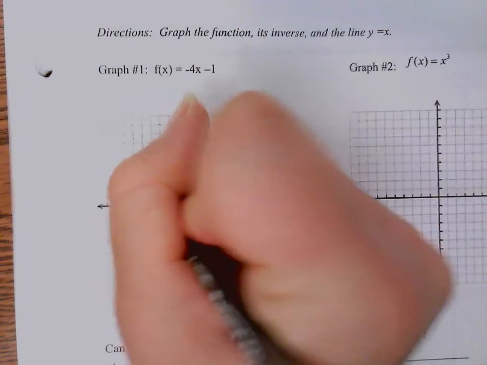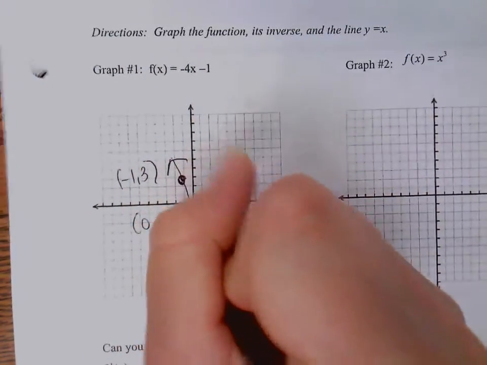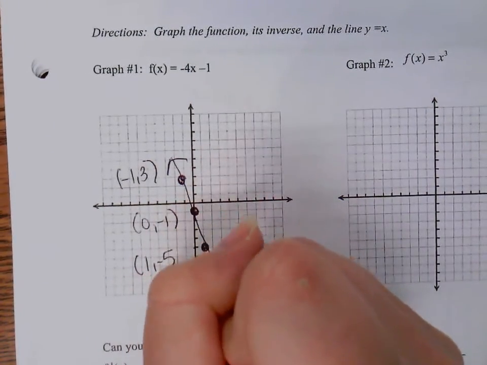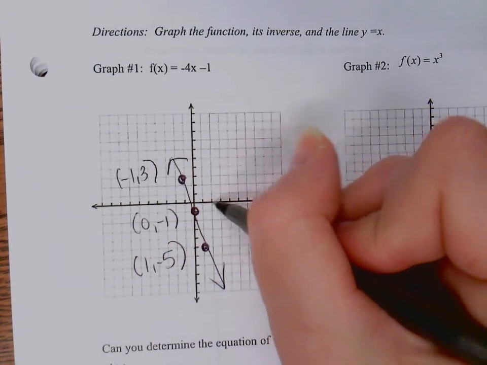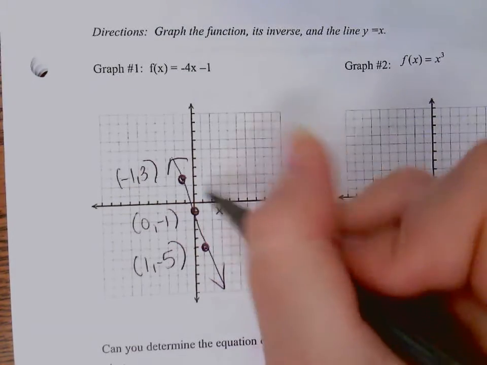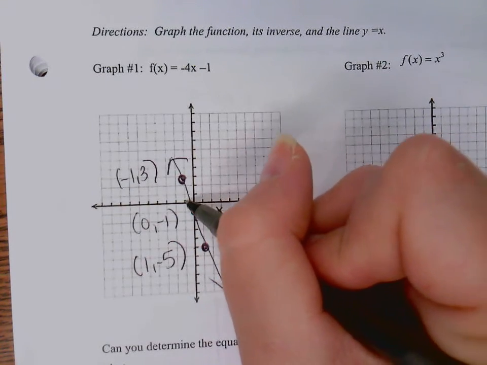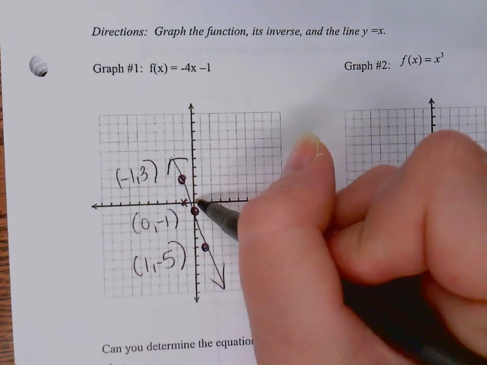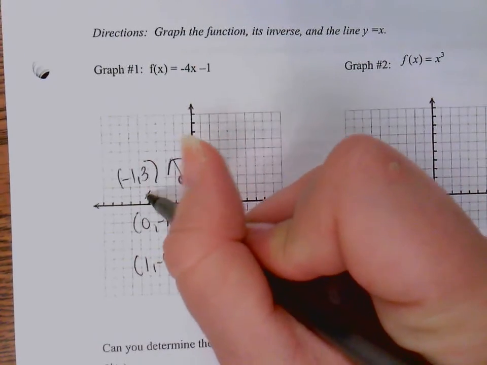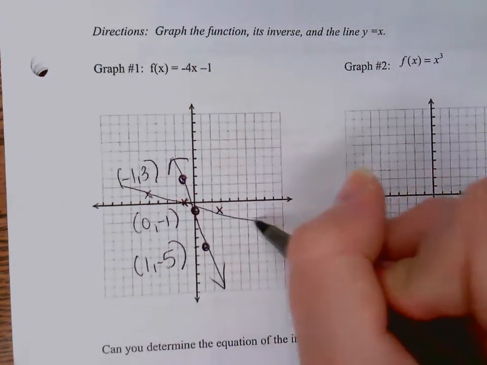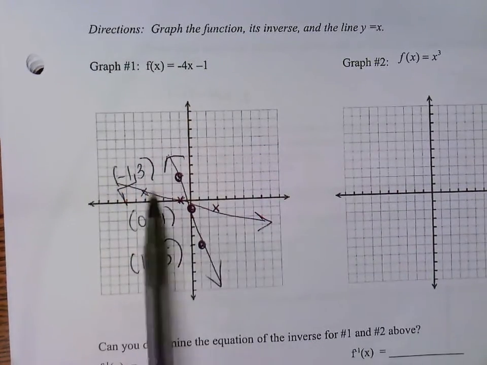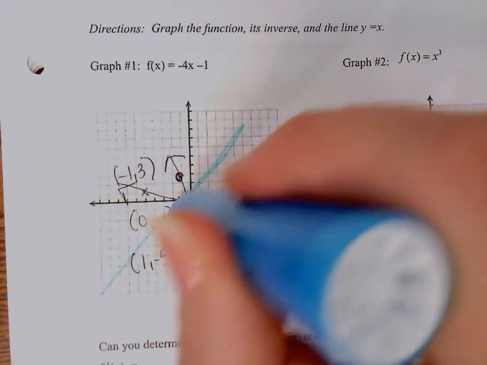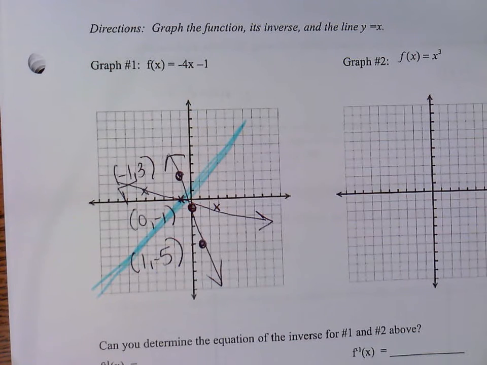-1, 3, 0, -1, 1, -5. So 3, -1, -1, 0, and -5, 1. Is that about what you got? Those x's are the flips of those coordinates. The way you check for yourself is you say, hey, when I draw in the line y equals x, do they look like mirror images over the line y equals x?